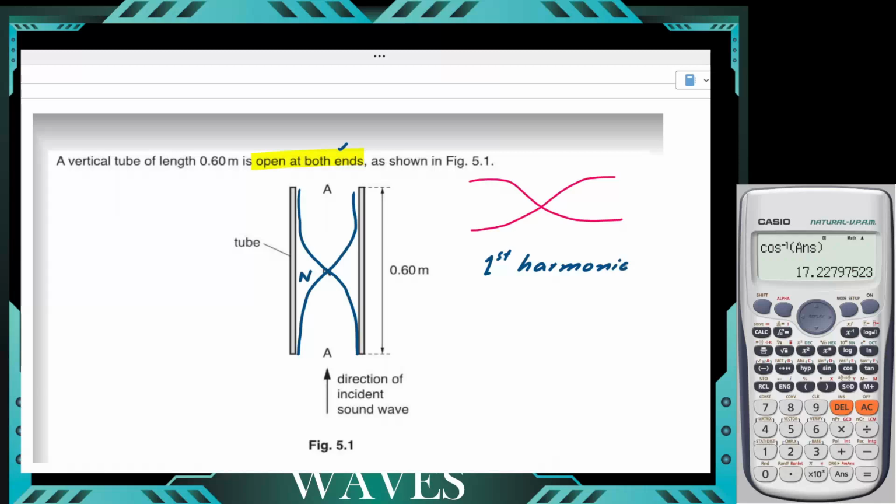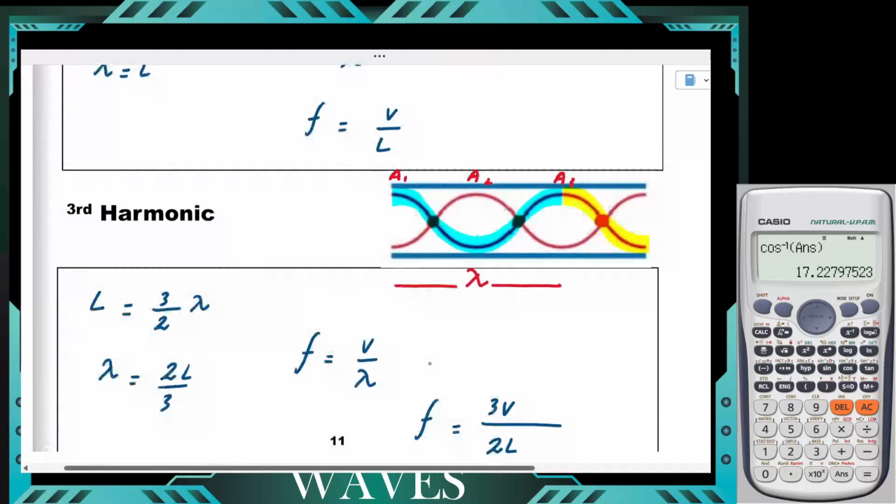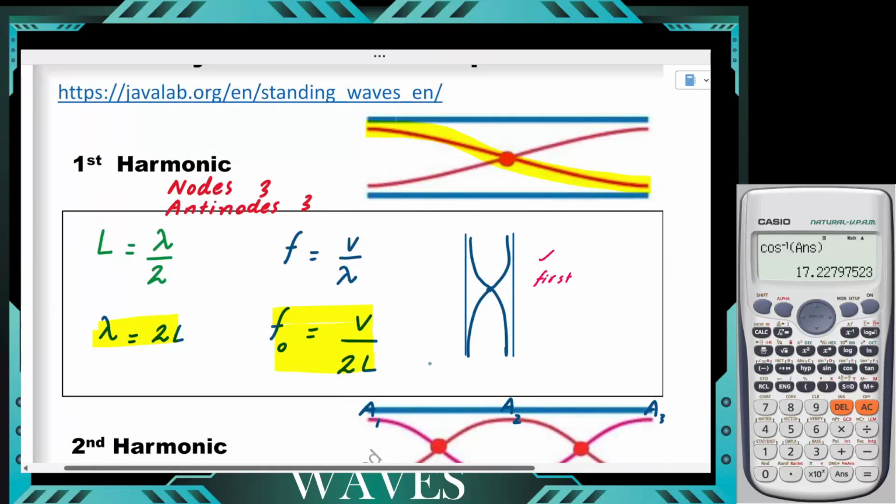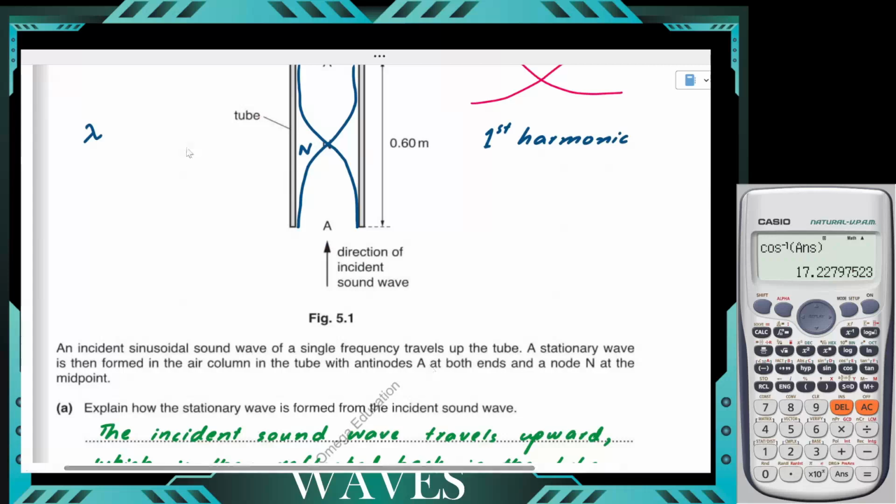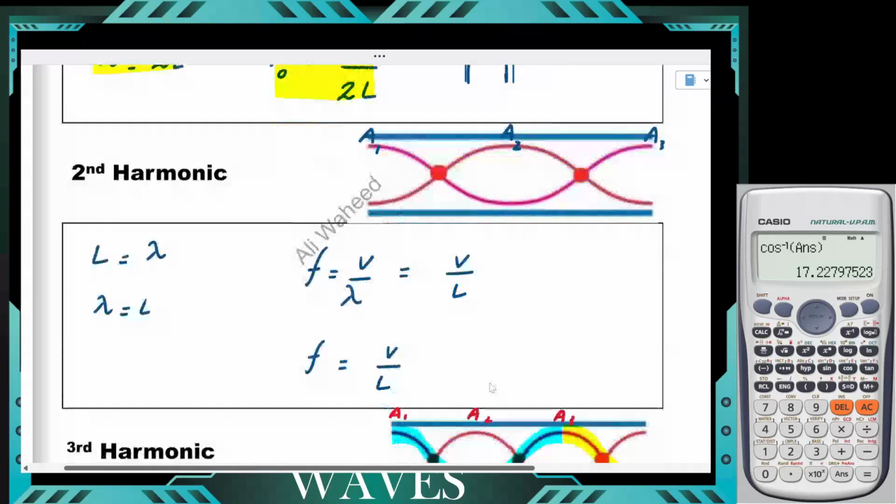So the lowest frequency that can be produced in this case is the one that you can see right now, and for that one, wavelength was equal to what? 2L. Wavelength equals 2L, and thereby frequency equals v over 2L. Is that the case? See, same formula.